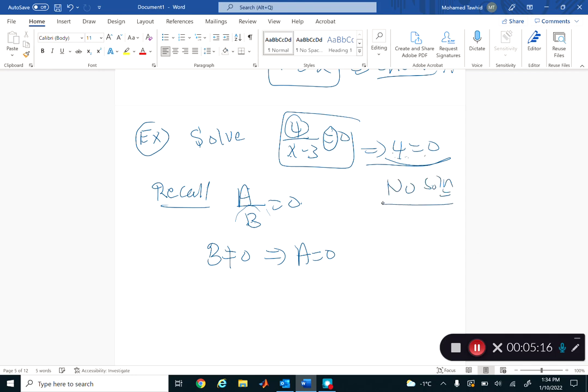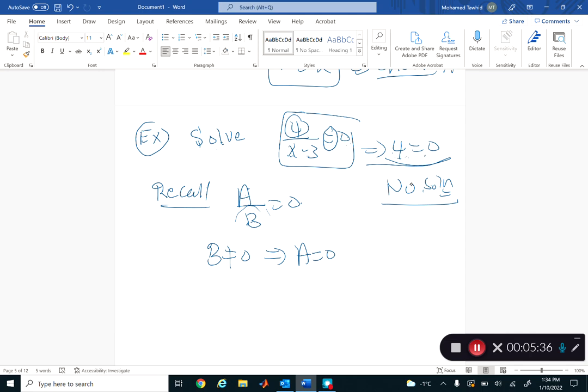What do you mean no solution? It means there is no value, because when I ask you to solve, it means what is the value of x? If I put it on the left hand side, you get 0. There is no such value of x, so there is no solution.